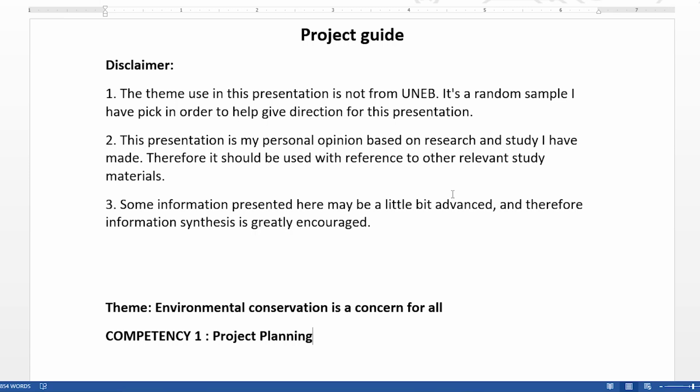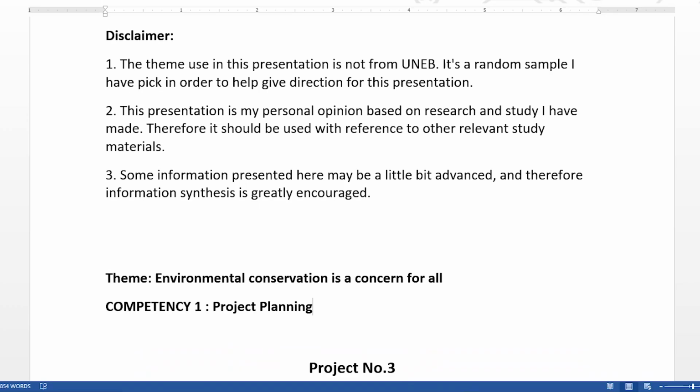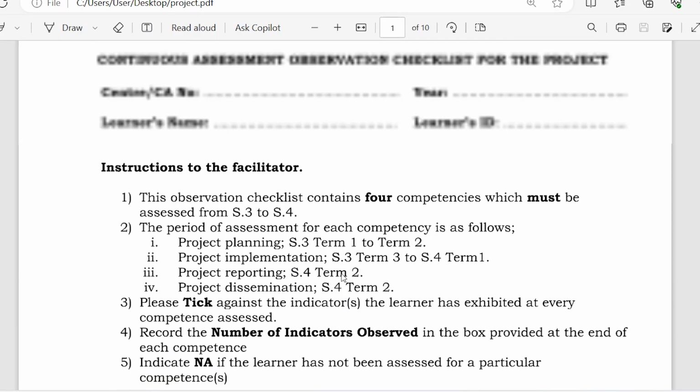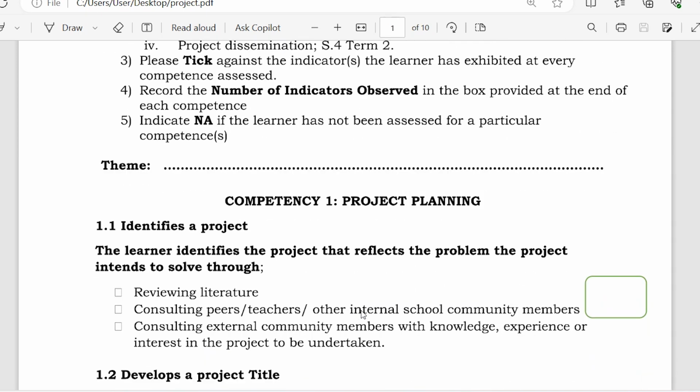Some information presented here may be a little bit advanced. Therefore, information synthesis is greatly encouraged. So having said those three, let's go into the video. I have made two sample videos, sample projects that explain this. If you missed any, you can go back to the channel, scroll and check. This is the third and last sample project I'm going to explain.